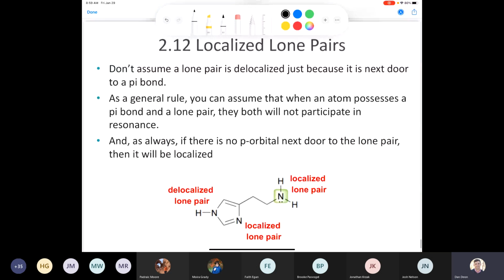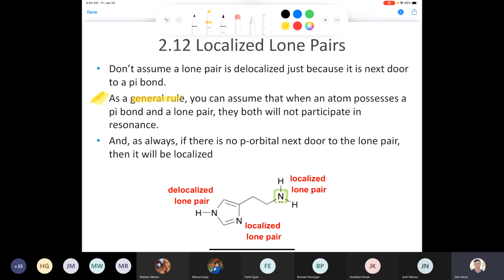And it just says, don't assume that a lone pair is delocalized just because it's next door to a pi bond. I have a lot of students who love rules of thumb or give me some quick and dirty rules. You know, this would be the rule right here. A general rule. When you have an atom that has both a pi bond and a lone pair attached to it, both of them are not going to participate in resonance. Usually it's going to be the lone pair or the pi bond that participates in resonance. And as always, if there's no p orbital next door to the lone pair, then it's going to be completely localized.